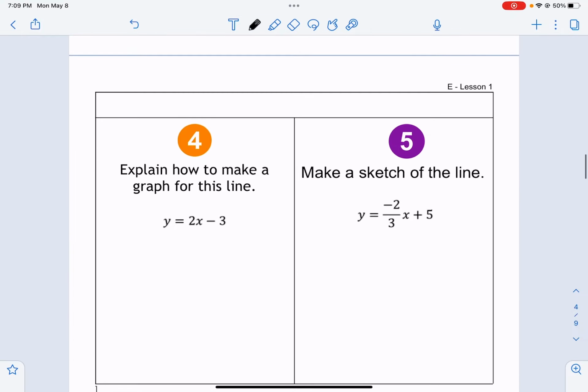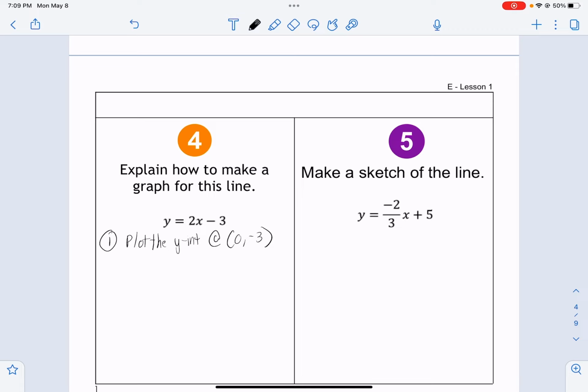Explain how to make a graph for this line, y = 2x - 3. We're going to walk through this almost like the first question, probably in a little more step-by-step basis though. The first step of graphing any line is always identifying your y-intercept. Here, that's -3. So we want to plot the y-intercept at (0, -3). That'll be the starting point, the grounding point of our graph.